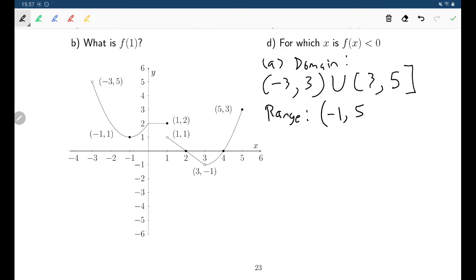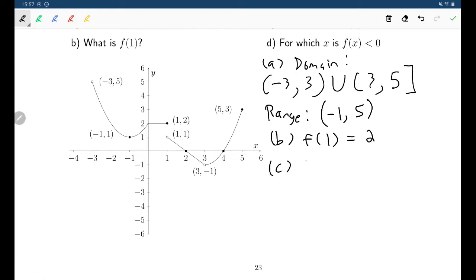Not including the -1, and also not including the 5. Now b we've already answered. What is f of 1? What's the y value when x is 1? We know that the y value when x is 1 has to be 2, because again, looking at these 2 points, (1, 2) is the point that's a filled in dot. That's the point that's on the graph of our equation, whereas (1, 1) is not.